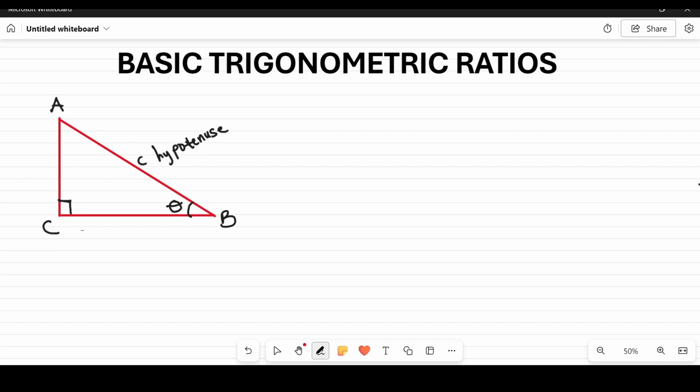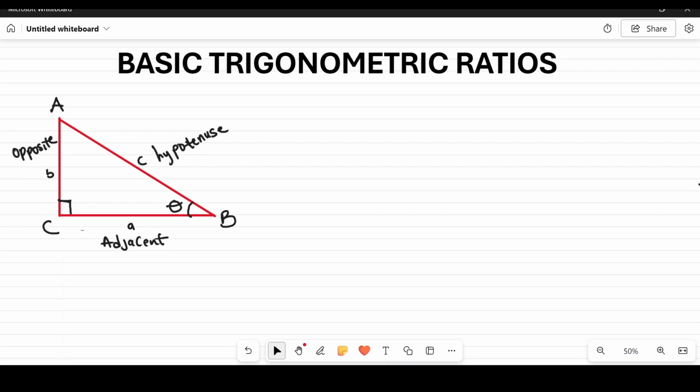Again, the side opposite to the angle theta is known as the opposite. So we call here side B, known as the opposite side. And side CB is known as the adjacent side. So we name here A, and we call here adjacent. Our basic trigonometric ratios are 6.